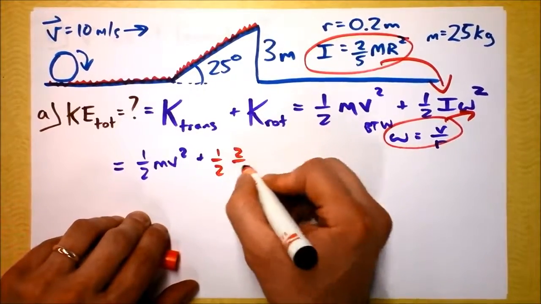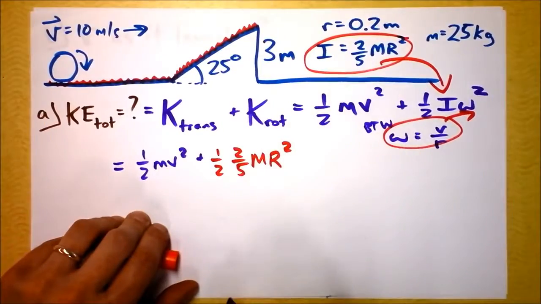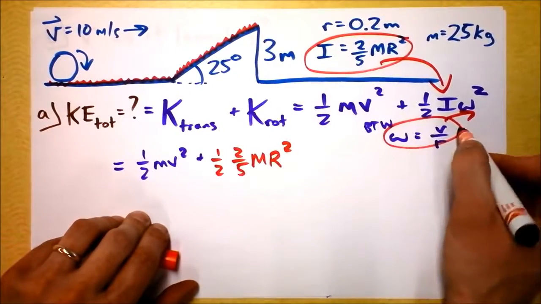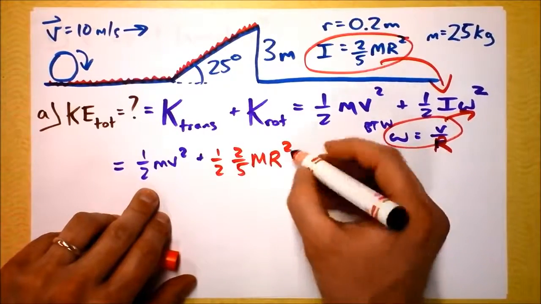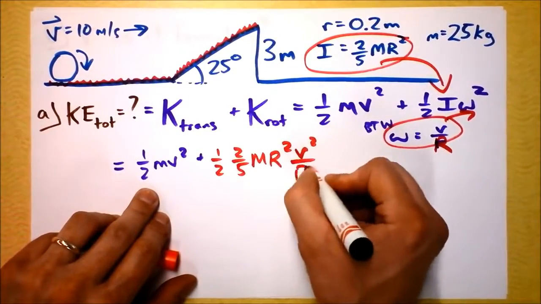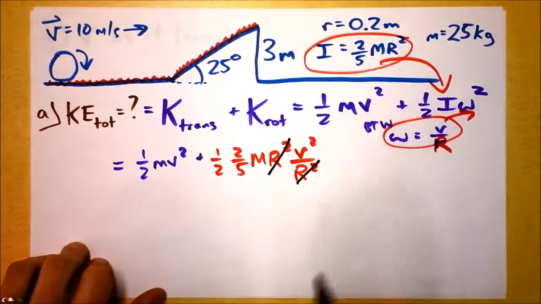1/2 times 2/5 m R squared, capital R, let's just use a capital R right there. And then instead of omega squared, I'm going to write v squared over R squared. Some stuff cancels. And on the next line, R squared over R squared.